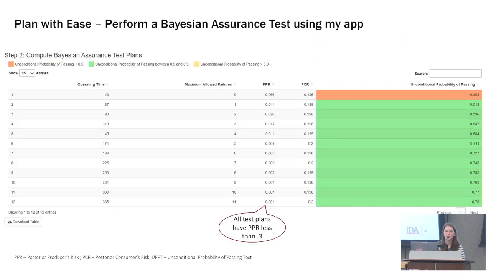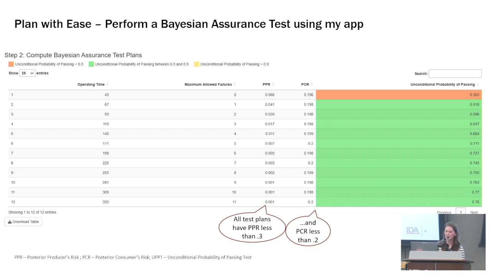Okay, so this is the output of our app, which is the set of test plans. The first column is the amount of time the test plan suggests that you test for. The second column is the maximum allowed number of failures in that total test time. And then the third column is the posterior producer risk from that test plan. And so you can see that all of these test plans have a posterior producer risk that is less than 30%, which is good. That's what we wanted. And then all have a posterior consumer risk that is less than 20%. Again, good. That's what we set ahead of time.